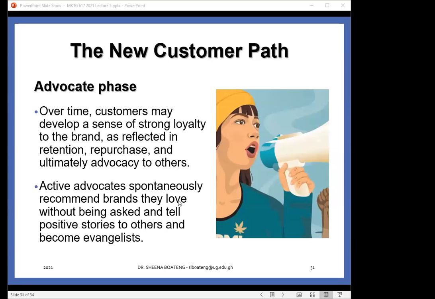Now, beyond the action phase, we are talking about the advocacy phase, which is largely a result of the unique capabilities of the online medium. Over time, once customers develop a relationship with specific brands, they develop a strong sense of loyalty for these brands. And therefore, they begin to repurchase these brands and advocate for others to also come on board in terms of purchasing and consuming these brands.